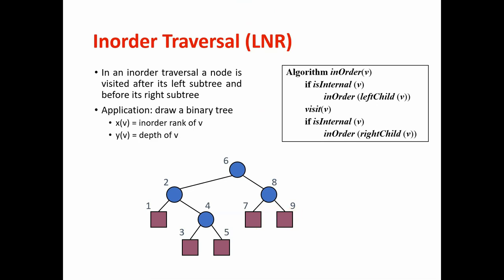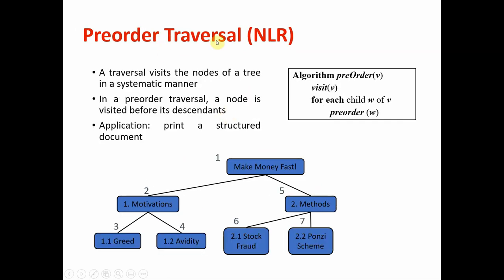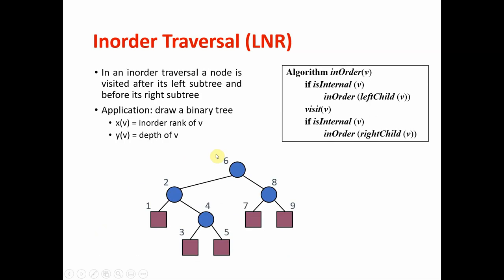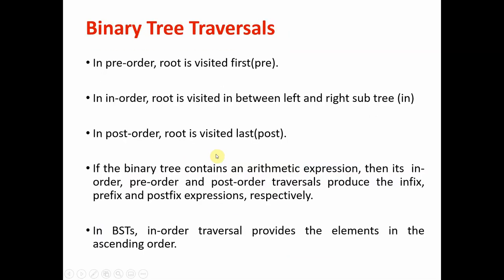So you see that all the nodes to the left of any node are going to be traversed first, before that node. All the nodes to its right are going to be traversed next, right? That's the case for all the nodes, okay? So this is pre-order traversal, post-order traversal, and the in-order traversal.